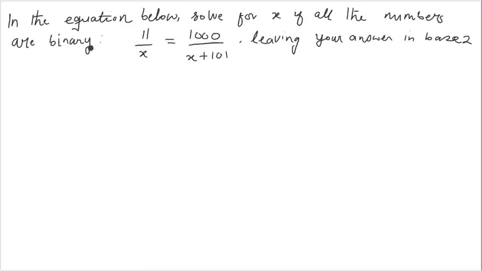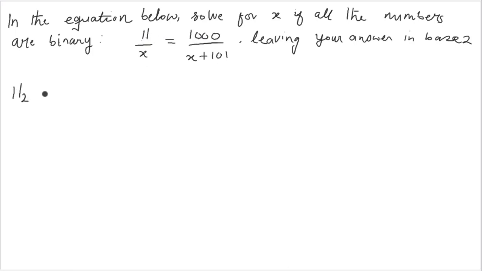Alright. Now let's look at the last example. In the equation below, solve for x if all the numbers are binary: 11 base 2 over x is equal to 1000 base 2 over x plus 101 base 2. So it's binary. All the numbers are in binary. Alright, this is very simple. So convert these 3 numbers to base 10.